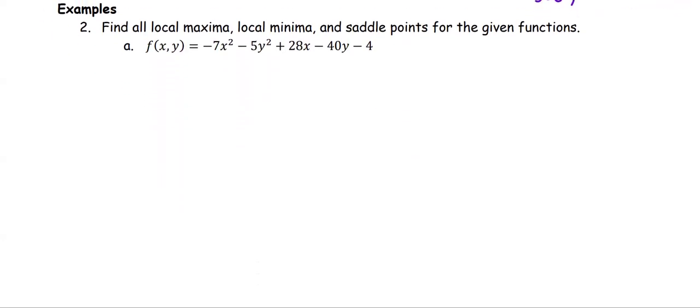Let's take a look at the example. In this example, we are going to find all local maxima, local minima, and saddle points for the given function. In part A, f of x y equals negative 7x squared minus 5y squared plus 28x minus 40y minus 4. We're going to use the D-test, where we're going to find the critical point first.